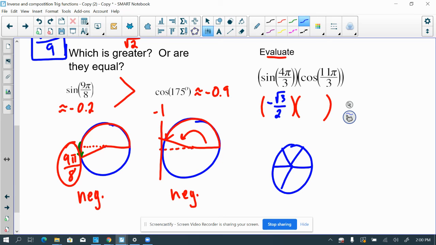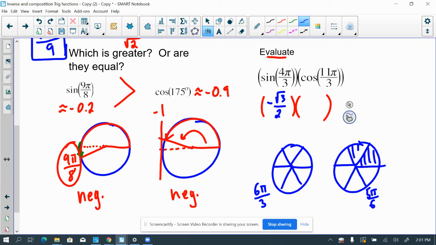11 pi over 3. So there's one whole circle, that's 6 pi over 3, plus, how much more do I need to get to 11 pi over 3? 1 pi over 3, 2, 3, 4, 5 pi over 3. So that's, let me shade these in. The circle on the left is a full circle, that's 6 pi over 3, plus 5 pi over 3 will get you 11 pi over 3.